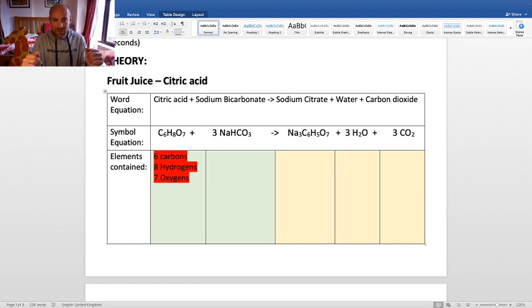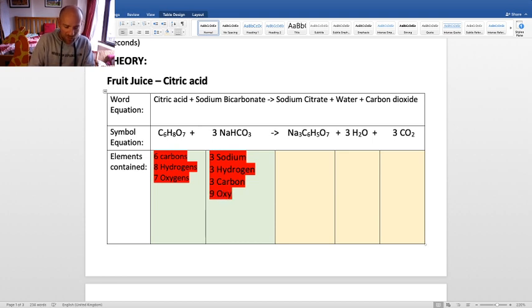Let's have a go. You fill this in if you can. So we've got 3 sodium atoms, 3 hydrogen, 3 carbon, and 9 oxygen. Not 3, because I'm pointing at the screen here. Hopefully you can see the document.